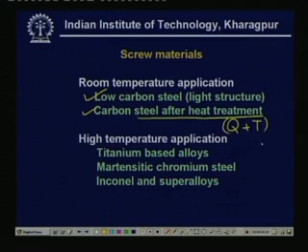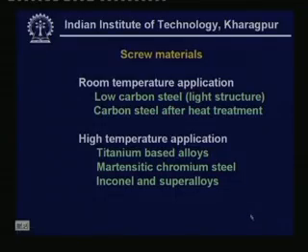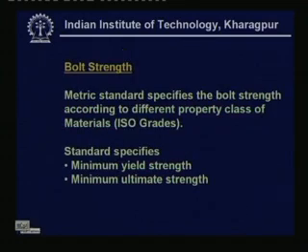For high temperature, alloys are used. Titanium based alloys are used for high temperature. Then as the temperature goes higher, we use martensitic chromium steel. Here the chromium is added. Then for a very high temperature, Inconel and super alloys are to be used. So this information is very much essential in order to design threaded fasteners. For any design, we first need information about the materials, because everything will be designed based on the material properties. So these are the materials used for the screws and fasteners.